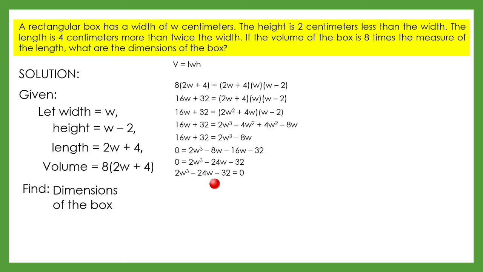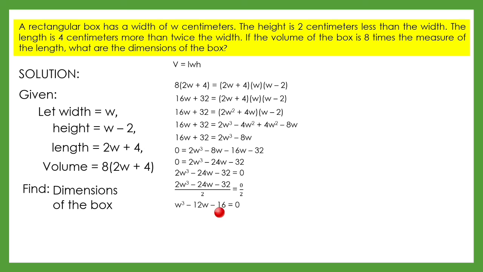Okay, pwede pa nating i-simplify ito by dividing both sides by 2. So, we have 2W cube minus 24W minus 32 all over 2 equals 0 divided by 2. So, we have 2W cube divided by 2 is W cube. Negative 24W divided by 2 is negative 12W. Negative 32 divided by 2 is negative 16. 0 divided by 2 is 0.